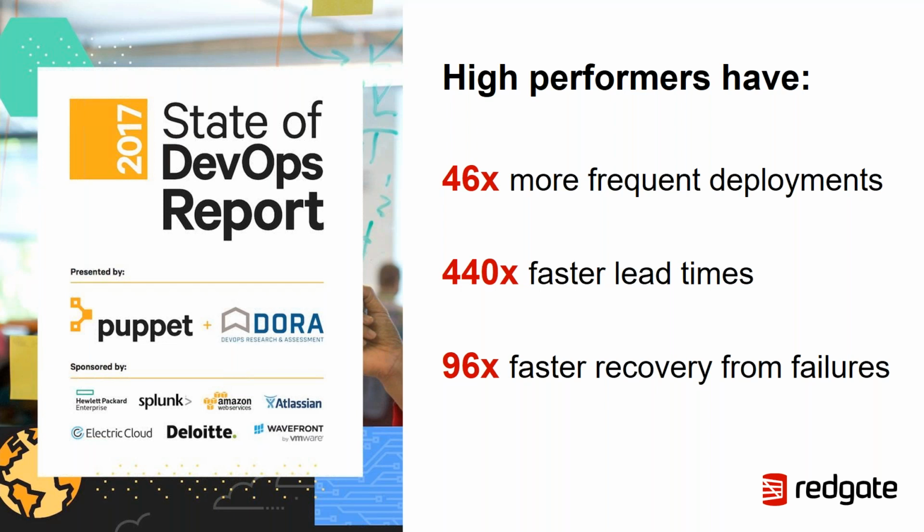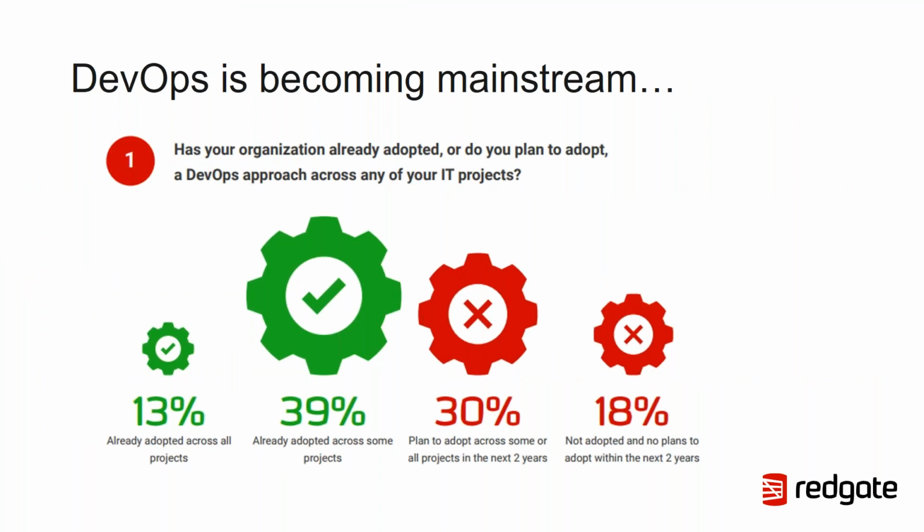We also present alongside this report our own State of Database DevOps report, and that has also got a wealth of information that shows that DevOps is becoming mainstream. If we look here, these statistics are taken from one of the questions in the 2018 State of Database DevOps report, which again is available from the Redgate website. If you can't find it, then please do get in touch and I'll send you a link where you can grab this from.